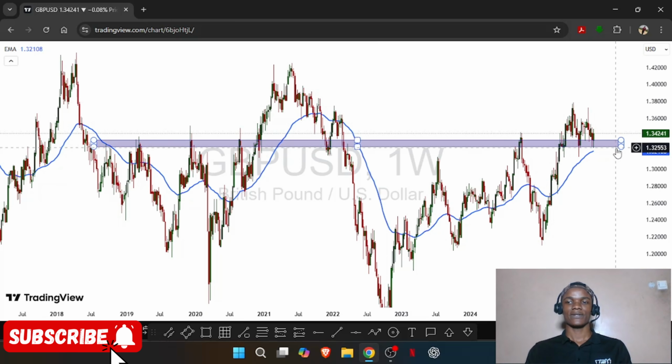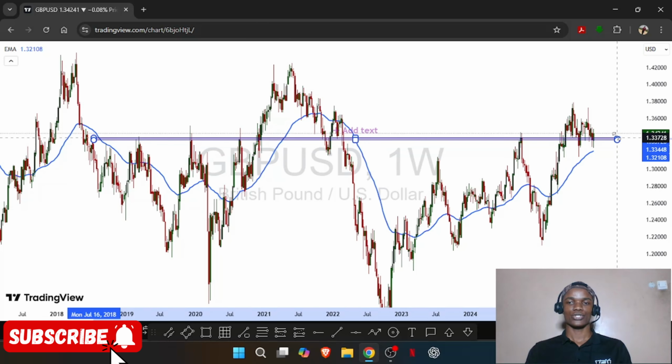So yeah, this is the first thing I do. I try to draw as many key zones as I can see, neat ones. So this is what I do.